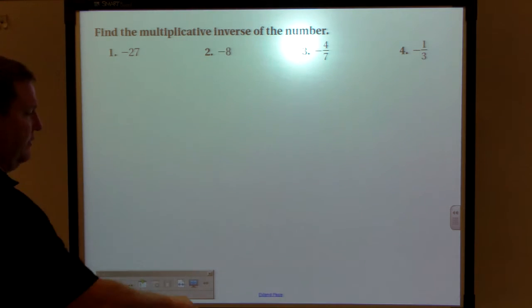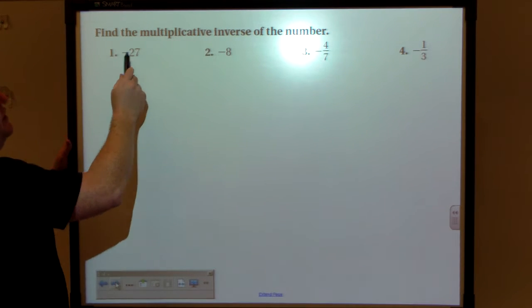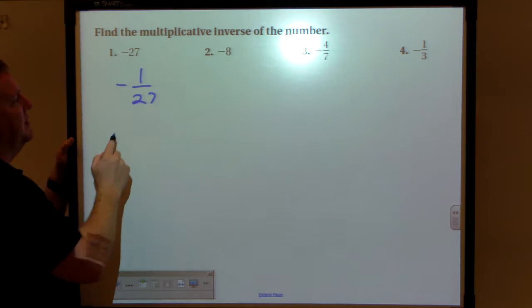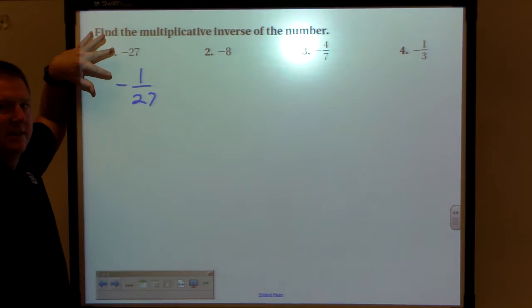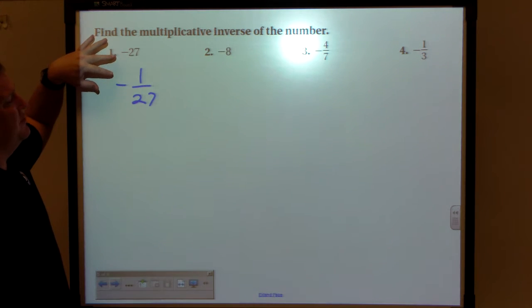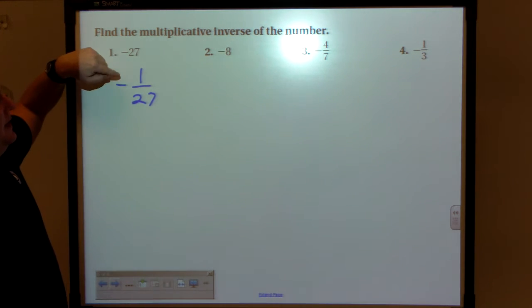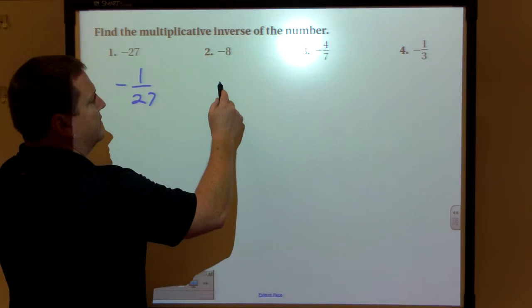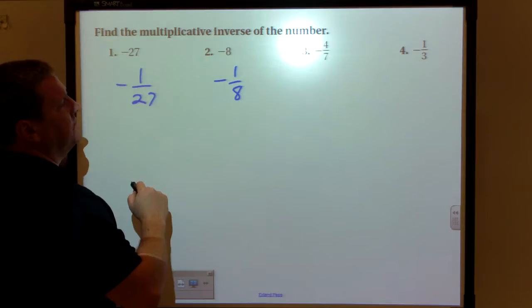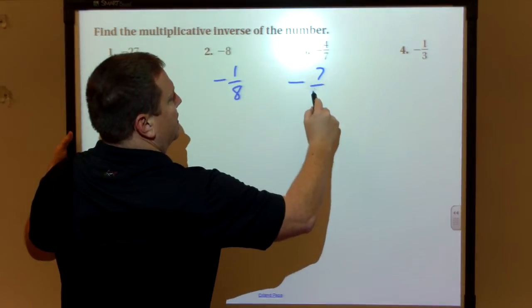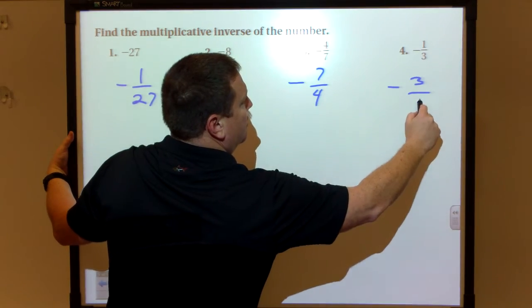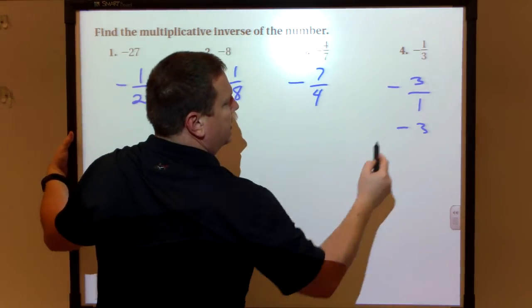Find the multiplicative inverse of each number. Well, the multiplicative inverse of negative 27 is negative 1 over 27. Notice that the signs didn't change. The instructions don't say to flip it over and change the sign. It just says flip it over. That way, negative times negative will still give you the positive 1 when you multiply them back together. This would just be negative 1 over 8, negative 7 over 4, and negative 3 over 1, which you could just call negative 3.